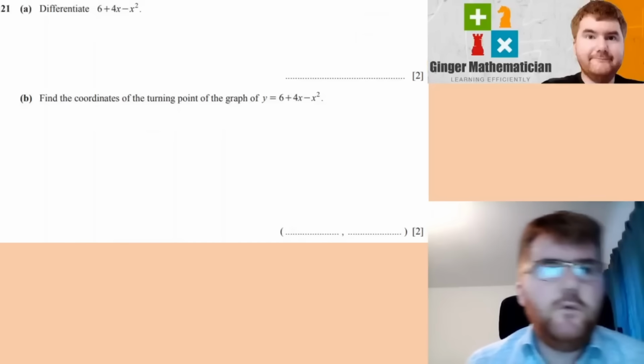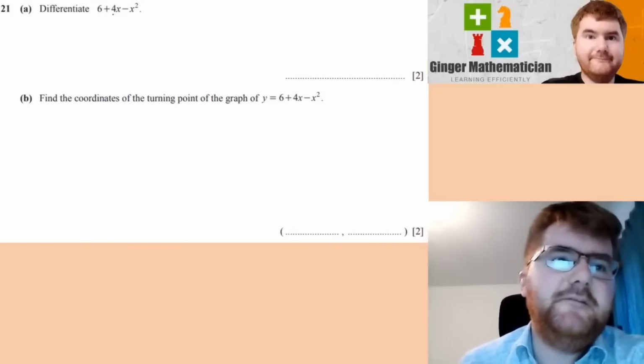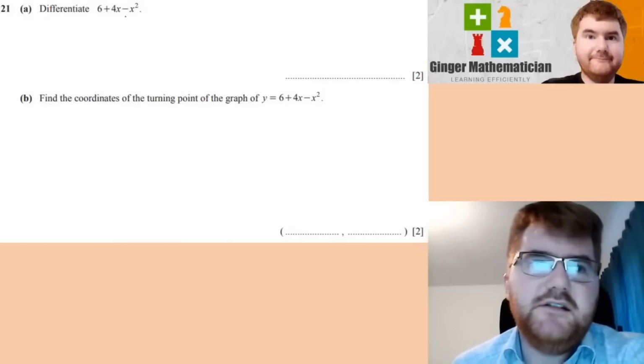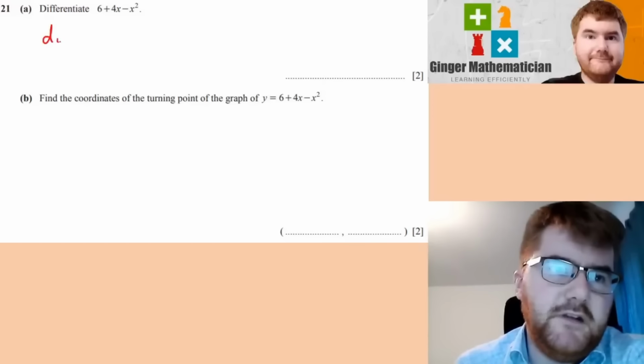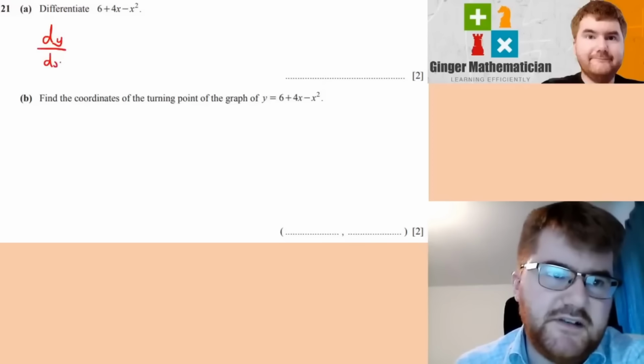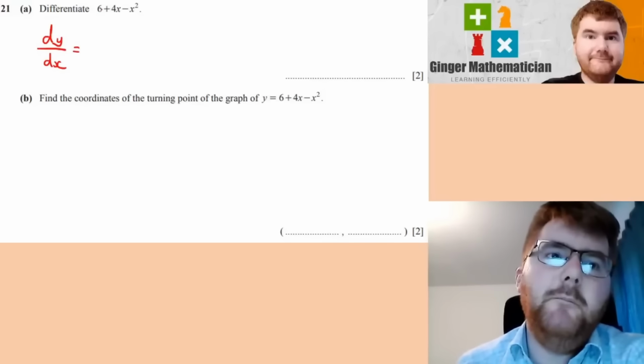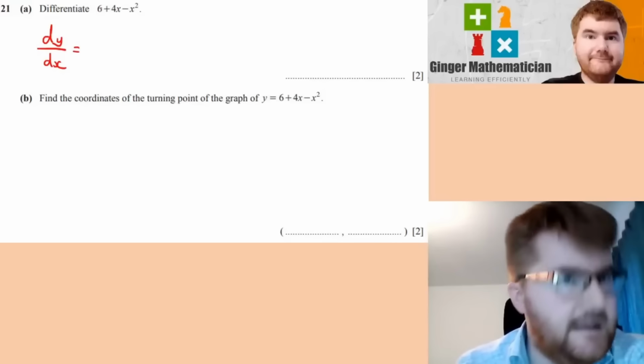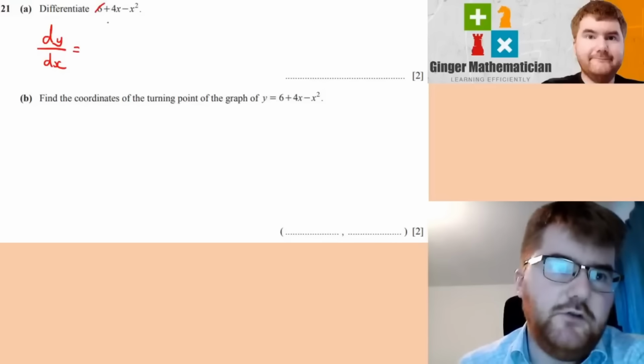So we want to differentiate 6 plus 4x minus x squared. So we need to differentiate this function. So let's go through that process now. Now, if you have a number and differentiate it, it disappears. Okay, so we're going to ignore that.